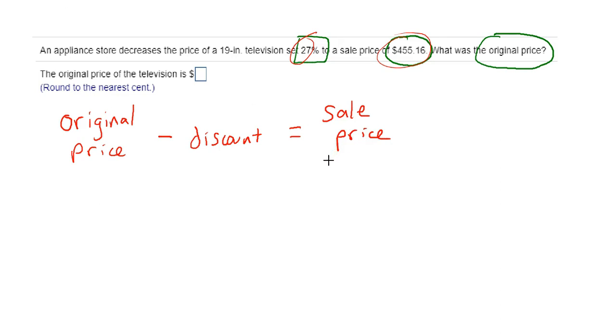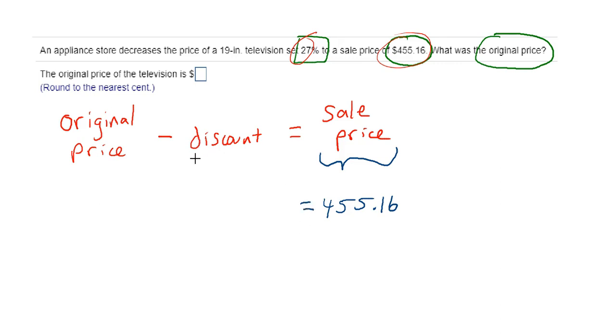Now, let's think about what we know, right? We know the sale price of the item. That's given to us. It's $455.16. So we don't need a variable to represent the sale price. It's a known quantity. And so let's go ahead and replace those words with the number that it's equal to. The sale price is $455.16.